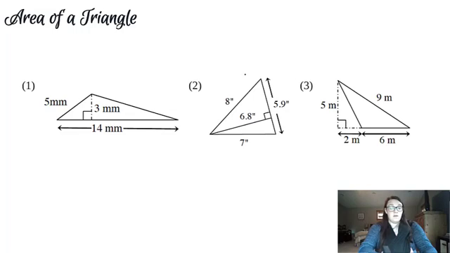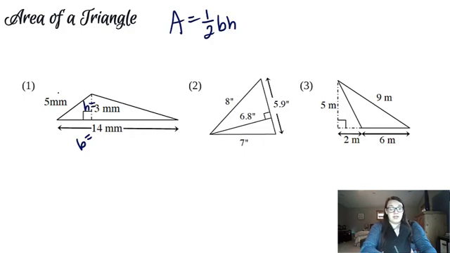Let's try some. You've got 3 to try. On each one, you're using 1/2 base times height. Before you get started, let's notice the first one together. They're giving you more information than you need. Recognize where the base and the height are. The base is perpendicular to the height. So if you find a perpendicular pair, one is the base and one is the height.